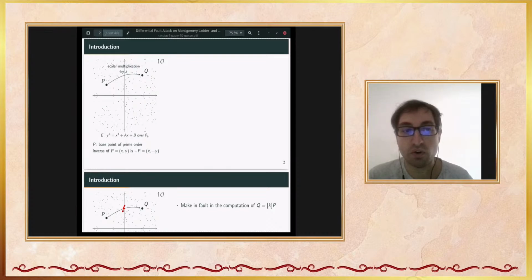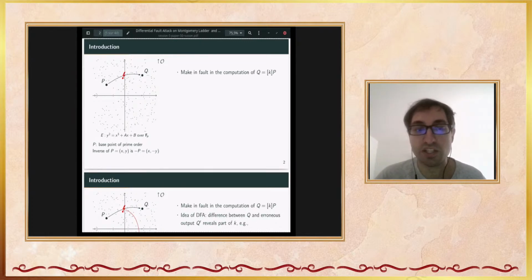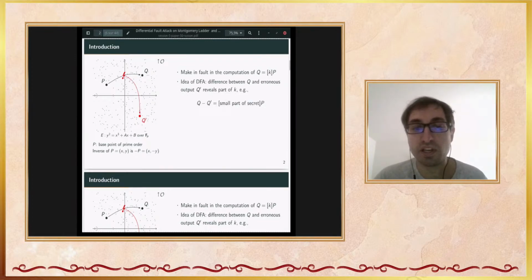So by a sequence of point additions, we can compute k times P equals Q efficiently. And if an attacker is able to make a fault in the middle of the execution, eventually we get an erroneous output Q prime. The idea of a differential fault attack is to exploit the difference between the erroneous output Q prime and the point Q. For example, the difference could depend on only a few bits of the secret scalar k.